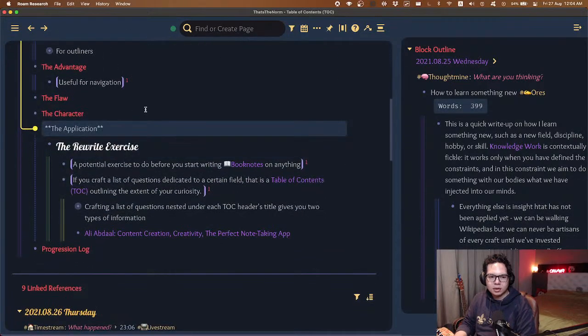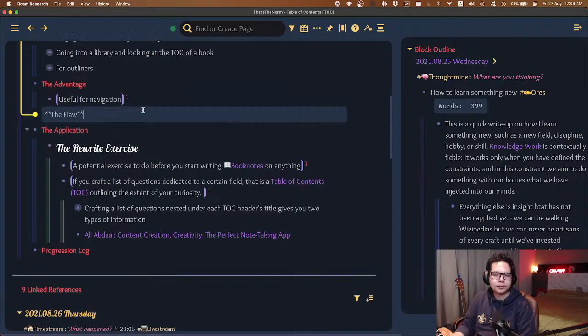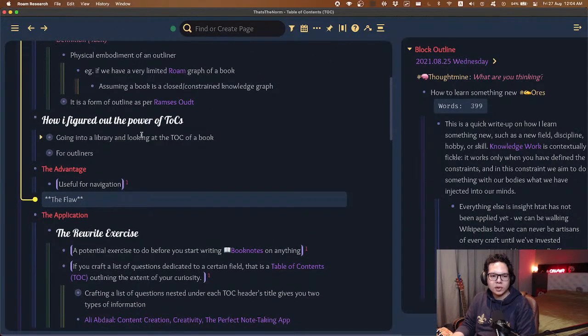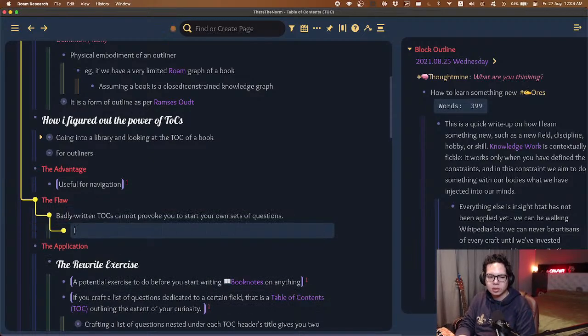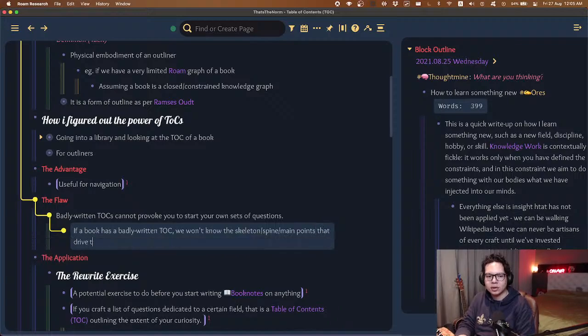Does a TOC have a character? No. Does a TOC have a flaw? Yes. Okay. Badly written TOCs cannot provoke you to start your own set of questions. If a book has a badly written TOC, you won't know the skeleton or spine, the main points that drive the narrative.